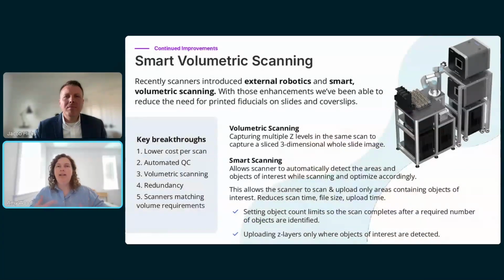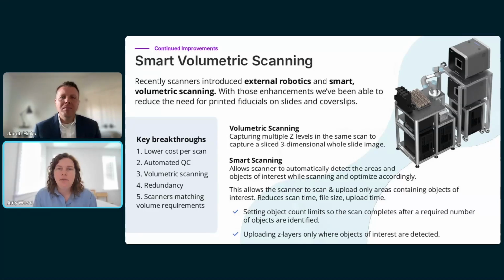Sort of the next exciting thing that we're working on now is smart volumetric scanning. Recently, scanners have started to introduce external robotics. So you can see in this image here, the gray and blue in the middle is a robotic arm from Universal Robotics. This allows the robotic arm to gather samples that are on the table on the left side here and then put them into the scanner to be scanned.